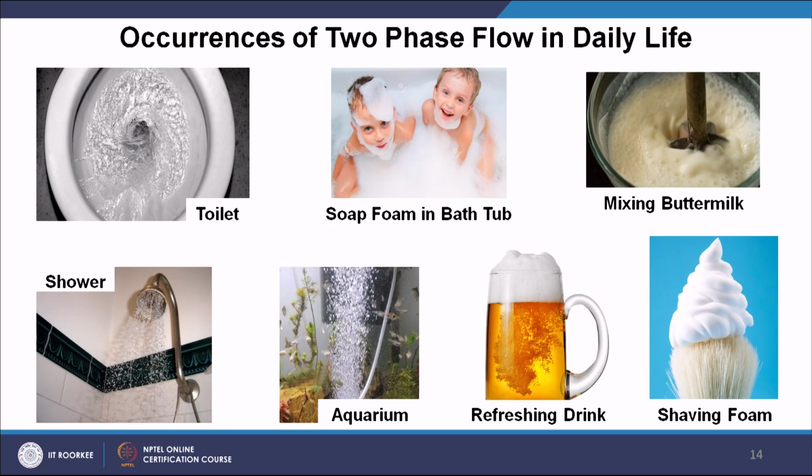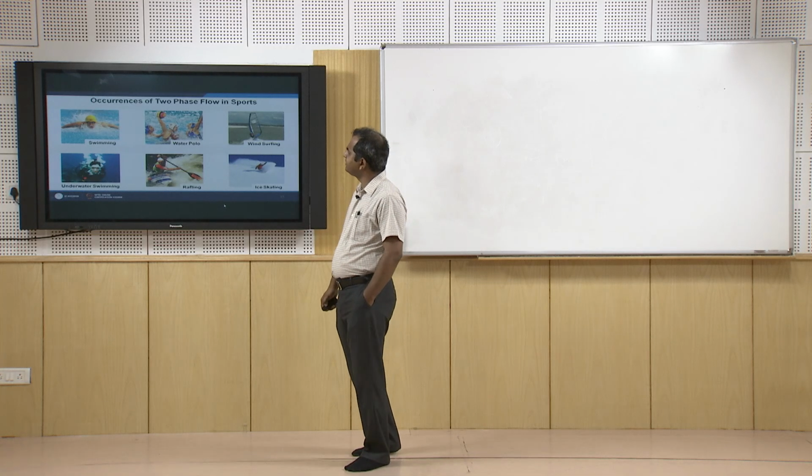We also have some refreshment drinks: at the top of the drink you can find a foam, and at the bottom you can find lots of bubbles. So this is another example of two-phase flow. Also the shaving foam, which is a typical example of two-phase flow once again. A few other examples we can see over here.